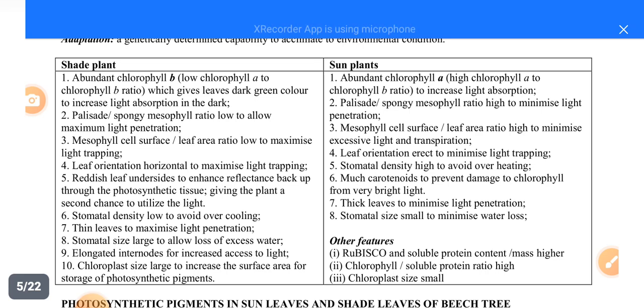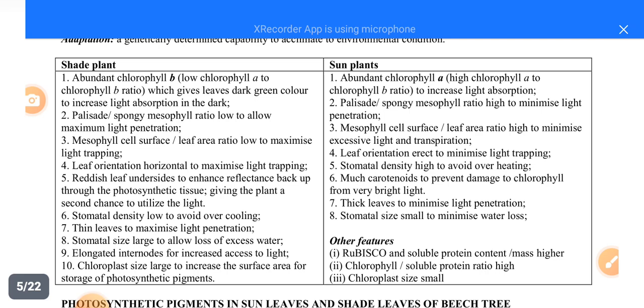Then the reddish leaf undersides enhance reflectance back up through the photosynthetic tissue, giving the plant a second chance to utilize the light. Then the stomatal density is also low to avoid over-cooling. Then number 7, we are looking at thin leaves to maximize light penetration. These leaves which live in the shade environment are very thin, so this enables maximum light penetration. Then the stomatal size is large to allow loss of excess water.